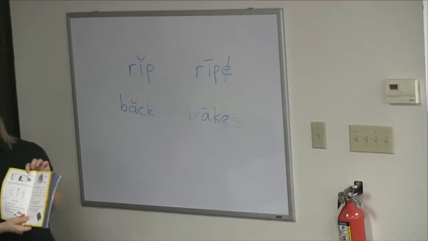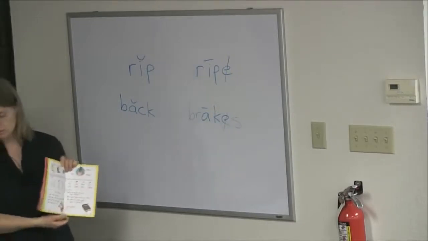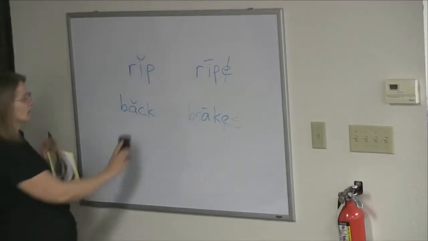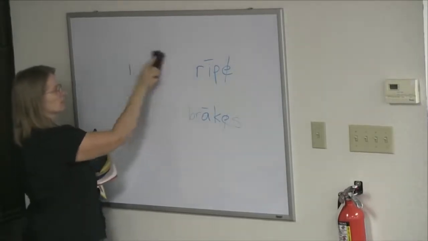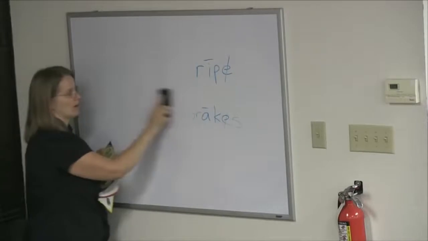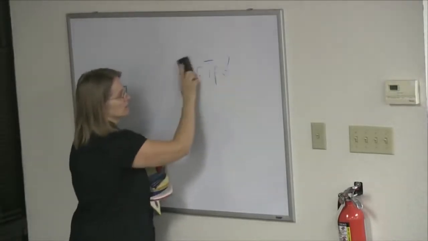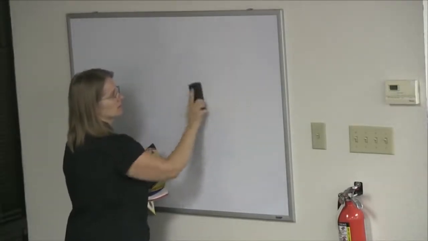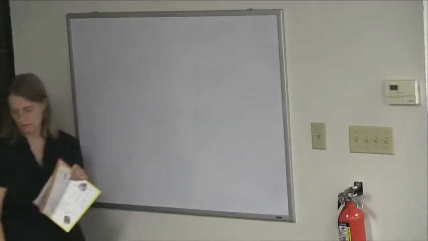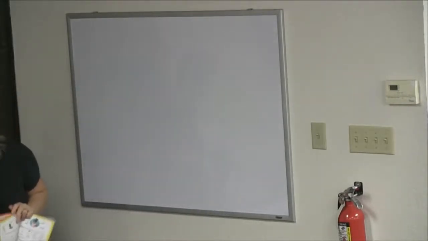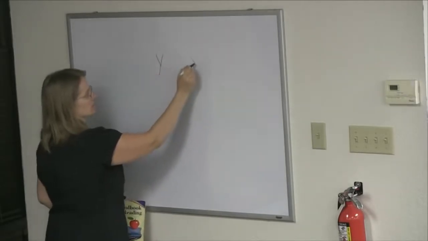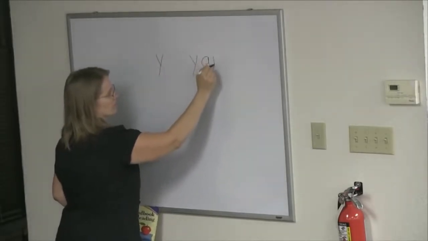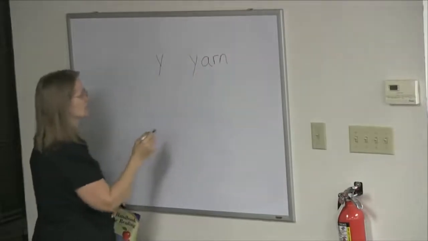And this brings up the Y. Now, I told you I was going to get back to the Y. Y in the English language is considered a consonant, but it can also act as a vowel. When it is a consonant, it says y in yarn. That's when it's a consonant.